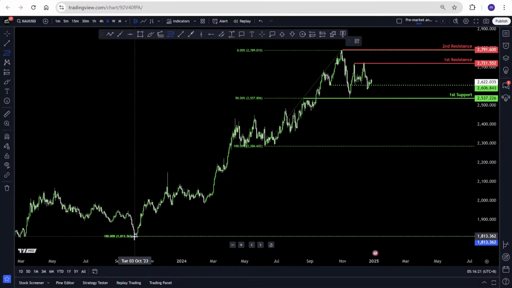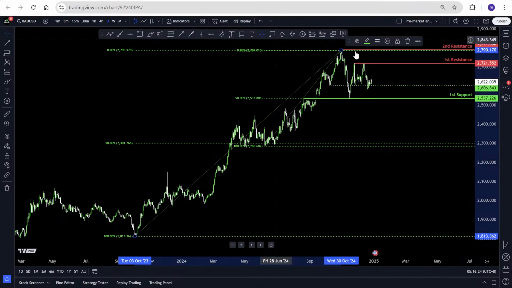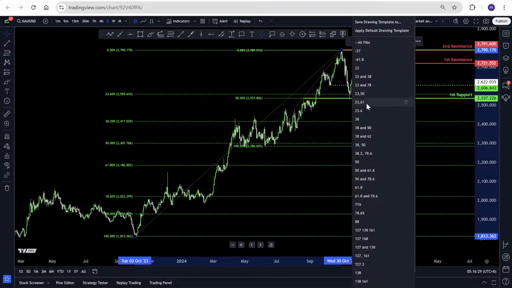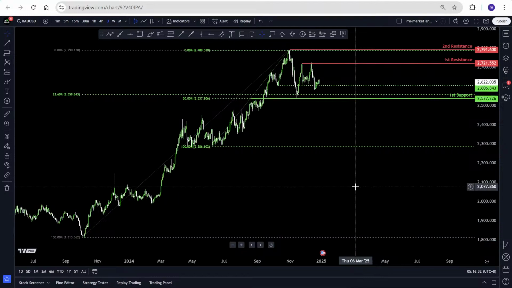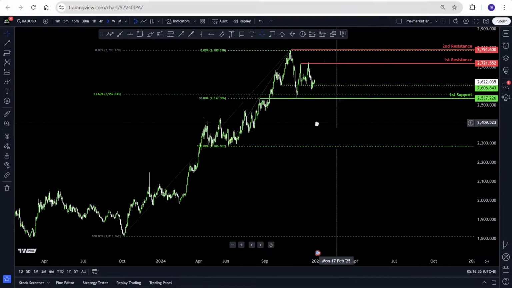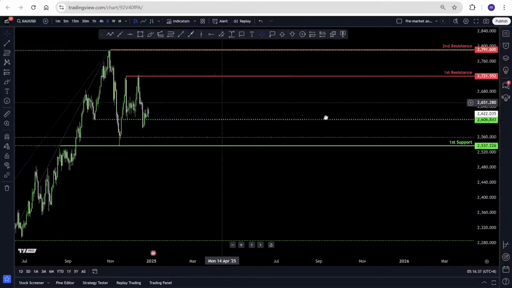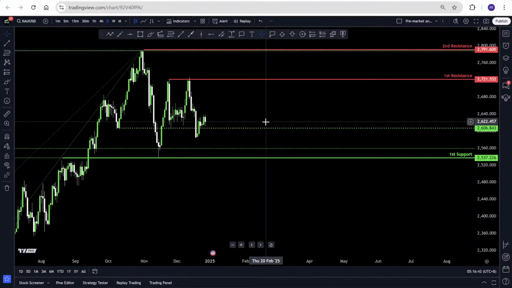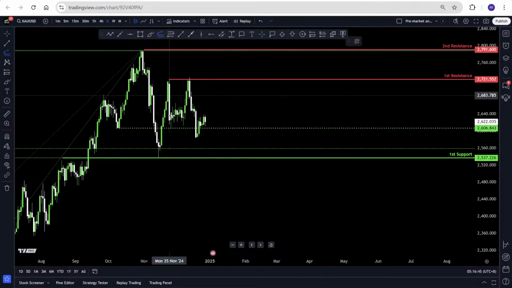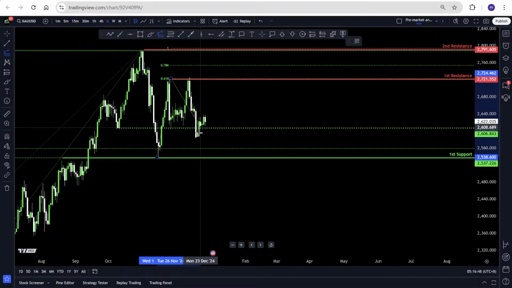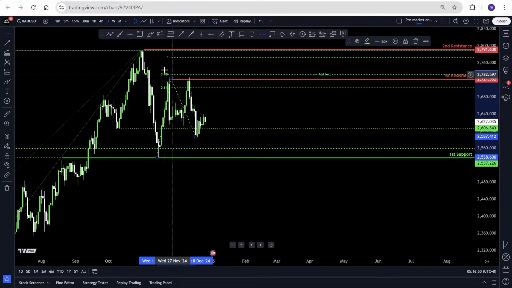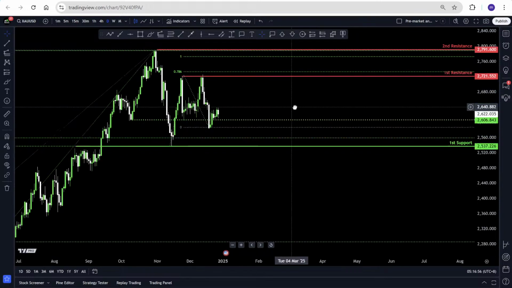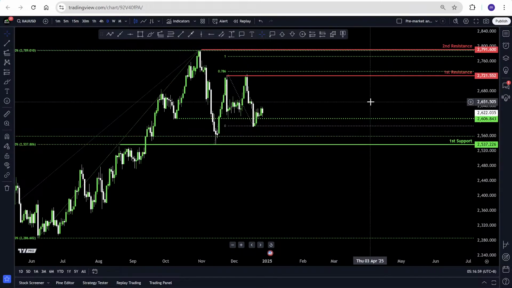I also have, I think, 23.6 that lines up nicely. Okay, now if I zoom in, okay, my 78.6, as well as the 100, line up nicely as well with my first and second resistance.